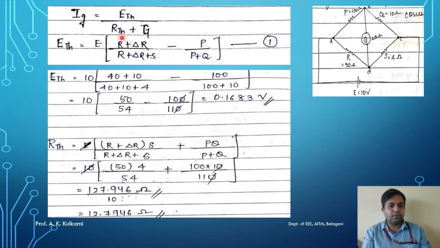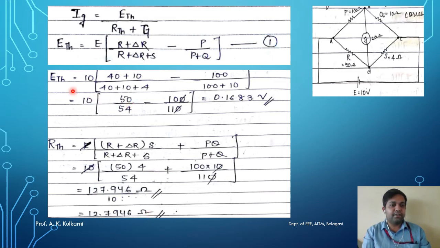Next, to get the value of current through the galvanometer, we require to find out the Thevenin's resistance value also. So Thevenin's resistance is given by this formula, which we already calculated: R plus delta R divided by R plus delta R plus S, plus the ratio arms resistance value here. Now similarly substitute the necessary values in those respective resistance values. After simplifying it, we are going to get the Thevenin's resistance as 12.79 ohm.